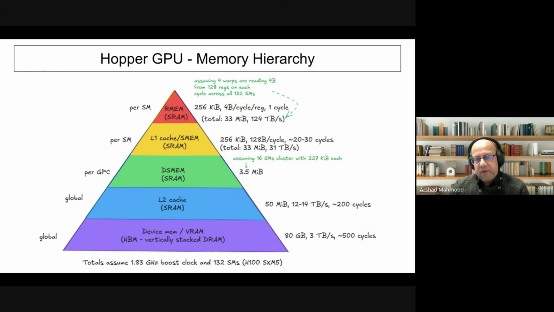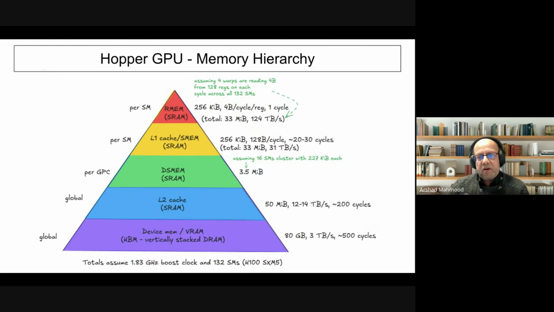Distributed shared memory is basically multiple streaming processors able to share their SRAM. We're not going to be really covering that, but potentially that's available for next generation kernels. So if you're writing a kernel where more than one streaming multiprocessor is cooperating on the task, then you can use this distributed shared memory to communicate amongst those streaming processors.